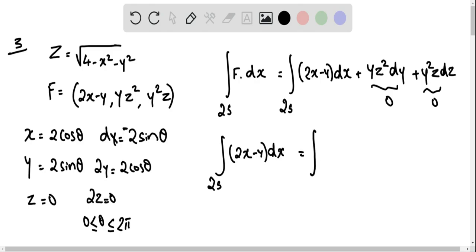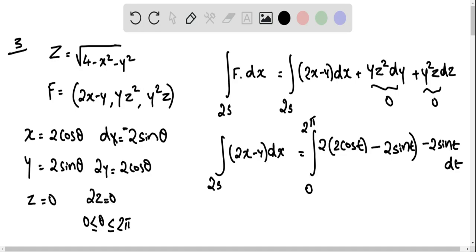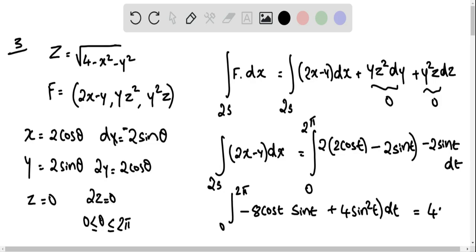the integral over 0 to 2 pi of 2 into x, which is 2 cos t, minus y, which is 2 sin t, times dx, which is minus 2 sin t dt. Which can be written as the integral 0 to 2 pi of minus 8 cos t sin t plus 4 sin square t dt, which we will get as 4 pi.